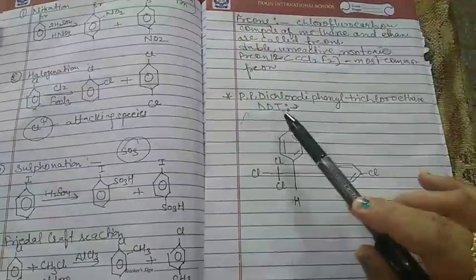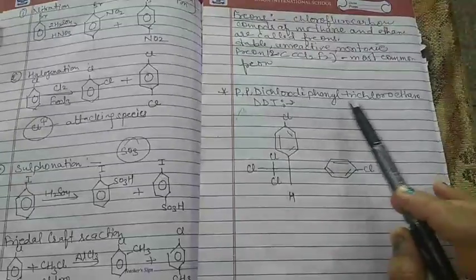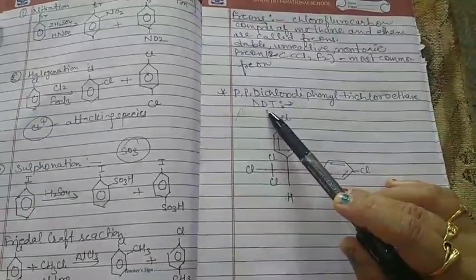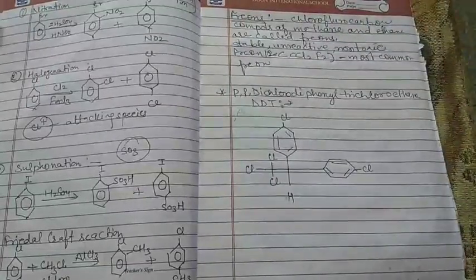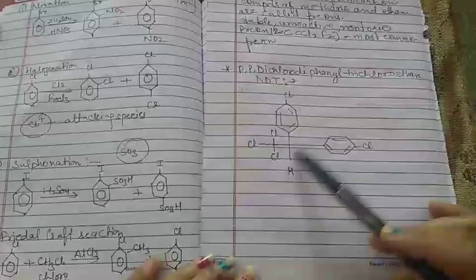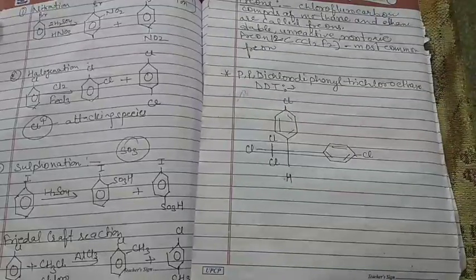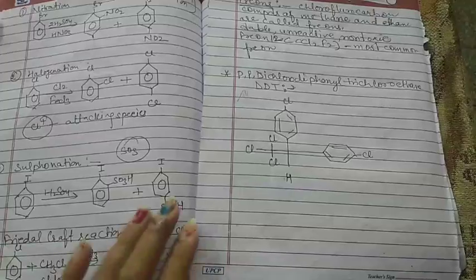Now the last one is known as p,p'-dichlorodiphenyltrichloroethane. In short, it is termed as DDT. The formula of DDT is this one. It is a very effective insecticide for sugarcane and fodder crops. DDT was also an important anti-malarial since it destroyed the Anopheles mosquitoes which spread malaria.